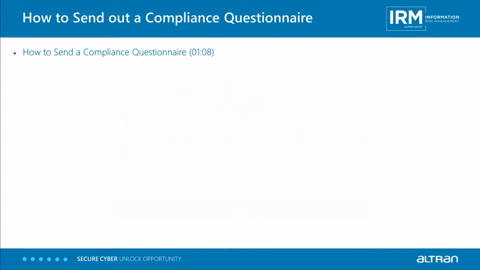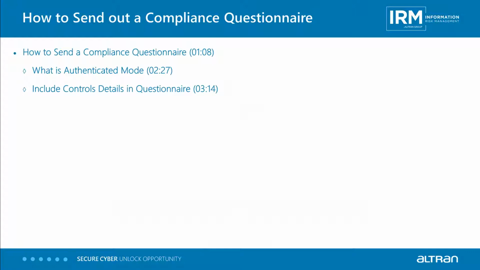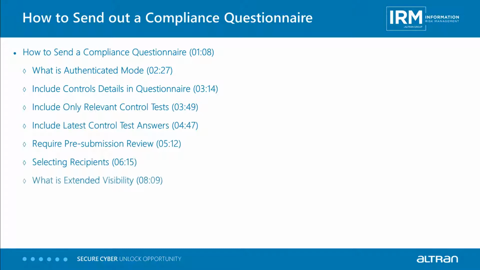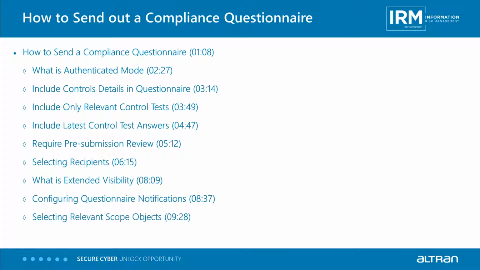How to send out a compliance questionnaire, which includes what is authenticated mode, include control details in the questionnaire, include only relevant control tests, include latest control test answers, require pre-submission review, selecting recipients, what is extended visibility, configuring questionnaire notifications, and selecting relevant scope objects.